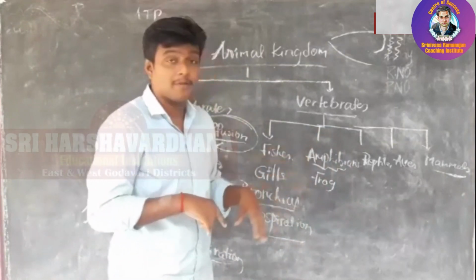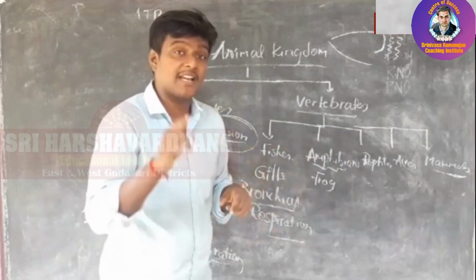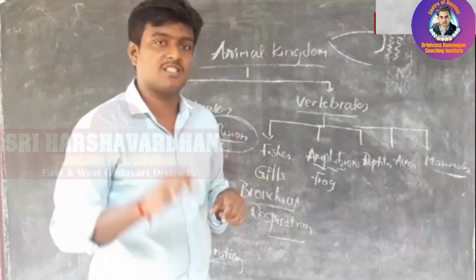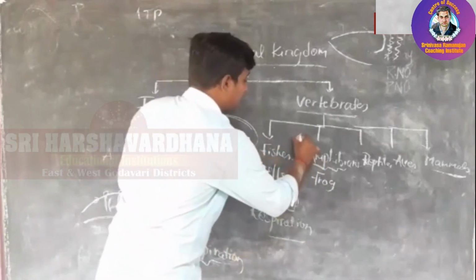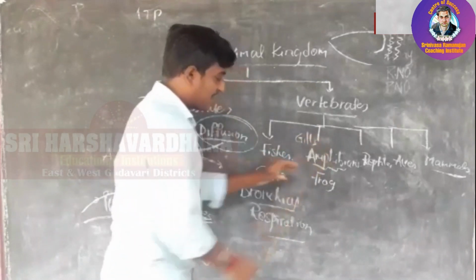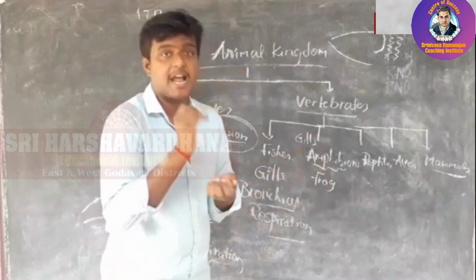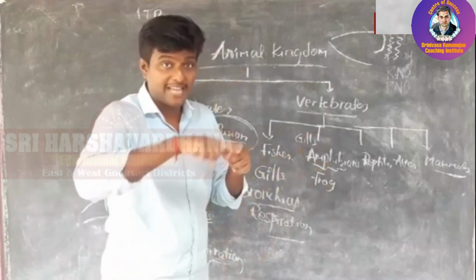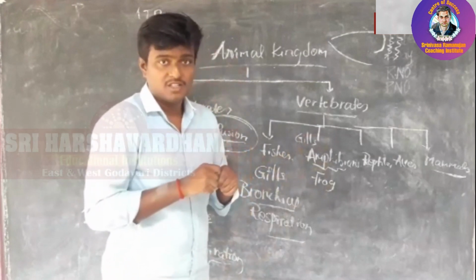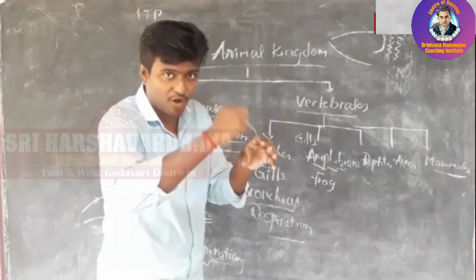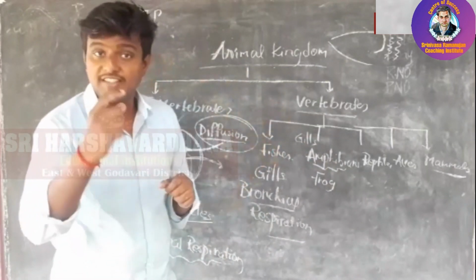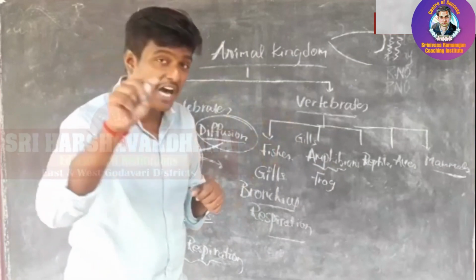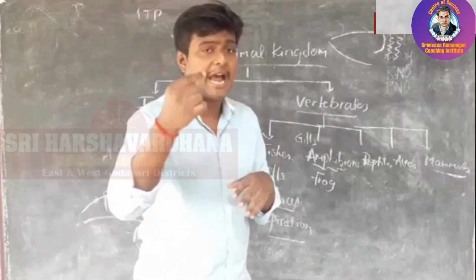But if you take the amphibians, in the amphibians we can see the 3 respiratory organs. For example, some of the amphibians respire with the help of gills. If you take the frog, when it is a tadpole, you know that we have a life cycle for the frog. When the eggs are hatched, the frog comes outside and it will have a tail. If they are in that condition, we call that frog a tadpole.